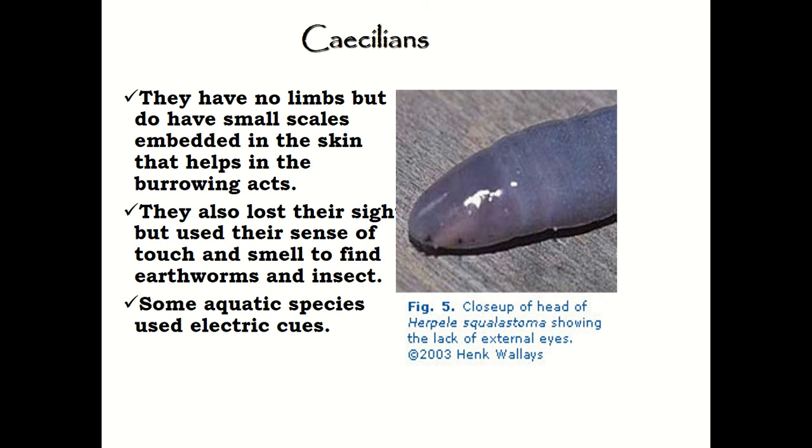Caecilians do not have limbs, but they have small scales embedded in the skin that help in the burrowing act. They have also lost their sight, meaning they cannot see, but they use their sense of touch and smell to find earthworms and other insects for food. Some aquatic species of Caecilians use electric cues to protect themselves.